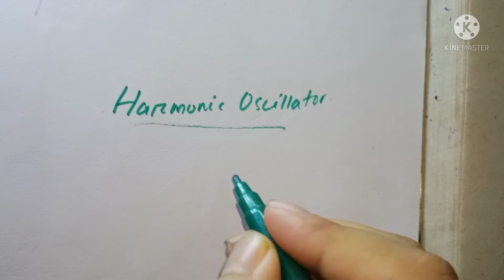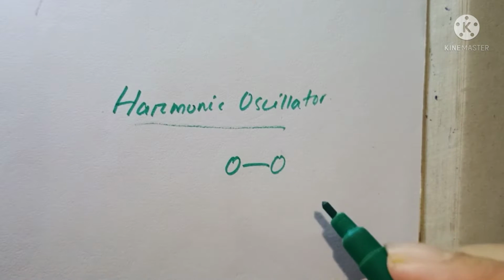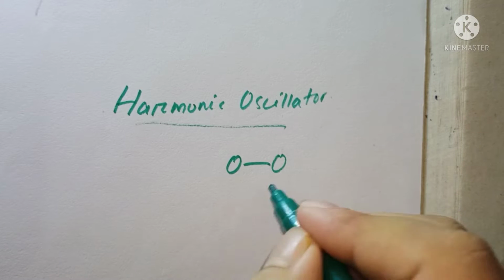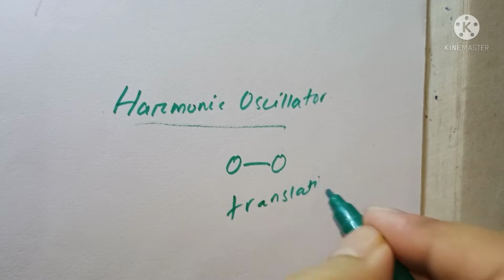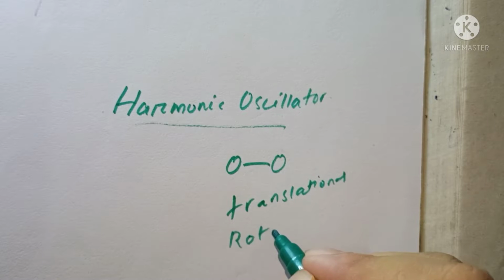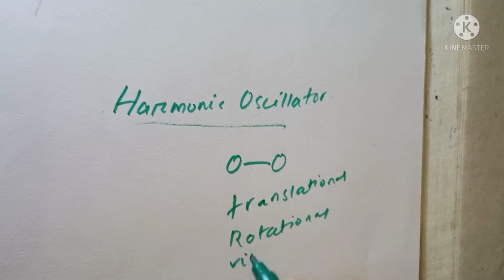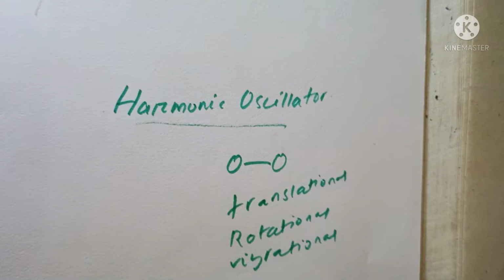So let us consider a diatomic molecule. What are the possible motions it can have, right? It can have translational motion. It can have rotational motion. It can have vibrational motion, right? These are the main three motions that a diatomic molecule can have.